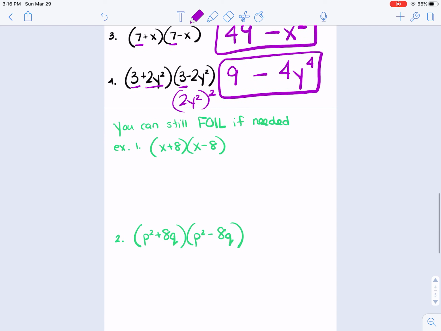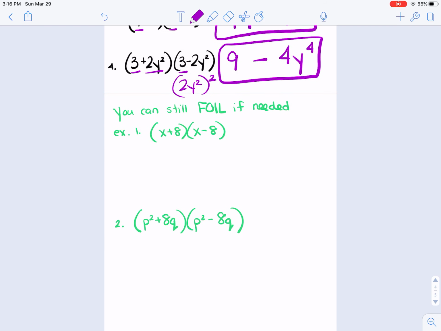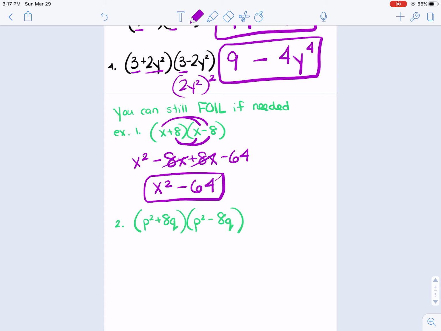Again, you can still FOIL if you'd like. So here's an example of the FOILing. X times x is x squared. X times negative 8 is negative 8x. 8 times x is 8x. 8 times negative 8 is negative 64. When you go to combine your like terms, the 8x's cancel out, and that gives me my answer.